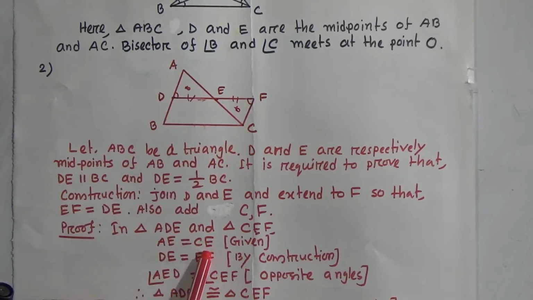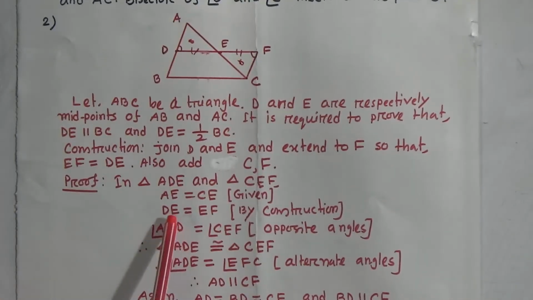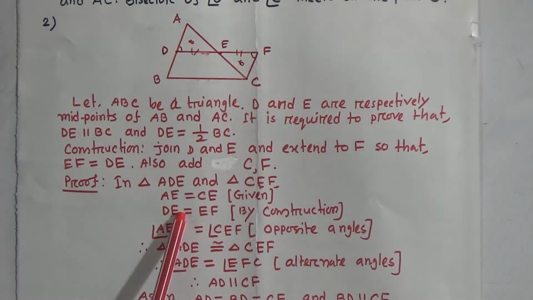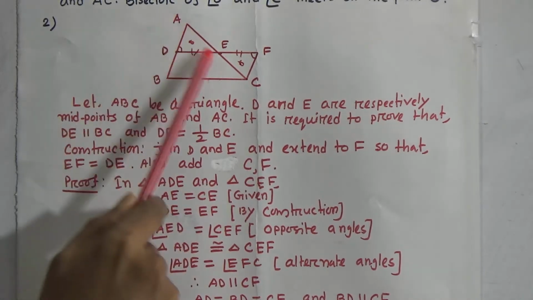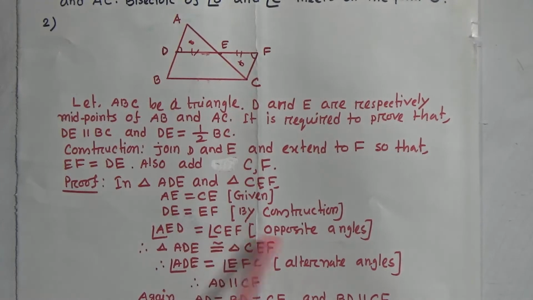CE. Okay, AE equal to CE. Given. This is given. DE equal to EF. Angle AED and angle CEF, opposite angles. Okay? Look, two sides and one angle are equal. Therefore, we can say triangle ADE is congruent to triangle CEF.